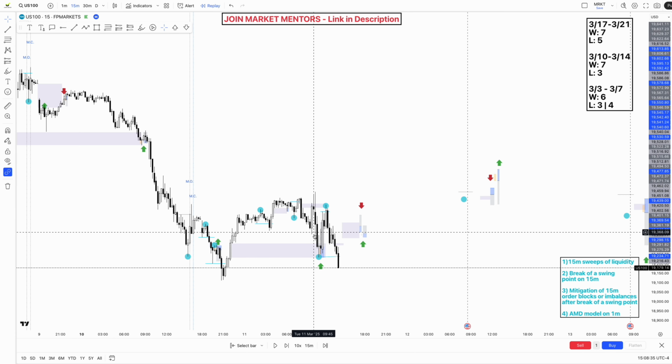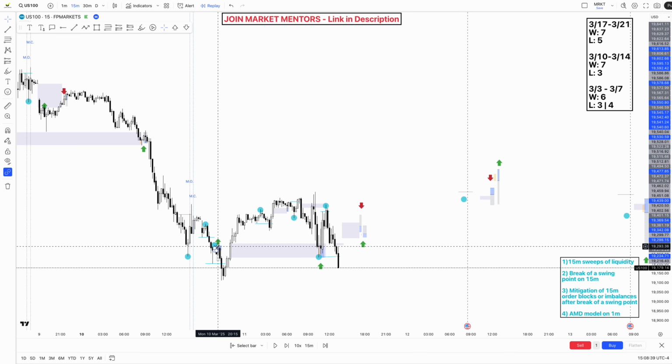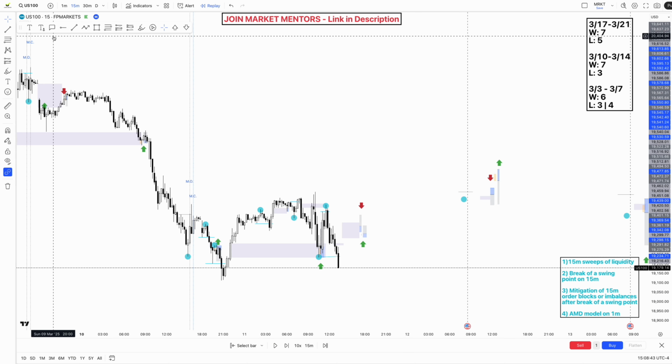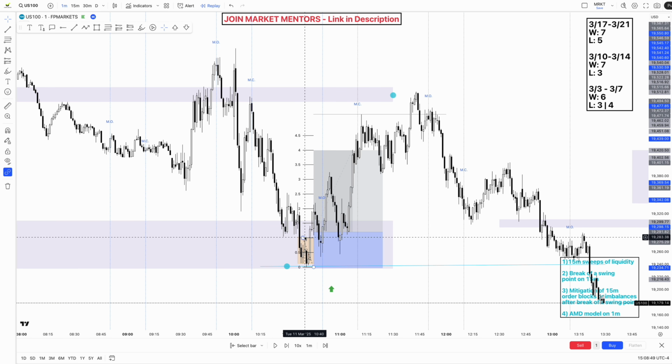But anyways, that pushed us down to the downside to this bullish area of interest, sweeping this liquidity here, breaking this swing point, then returning back to this imbalance that broke this swing point. And we see that it gave us a 1 minute setup here, with this accumulation of these inside bars and these swing lows and swing highs, and then it sweeps to the downside, breaks to the upside.